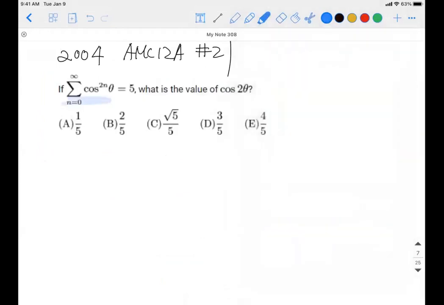If the sum from n equals 0 to infinity of cosine to the power 2n of theta, that is, 1 plus cosine squared theta plus cosine to the power 4 theta plus cosine to the power 6 theta, and so on and so forth, all together equals 5, then what's the value of cosine 2 theta?